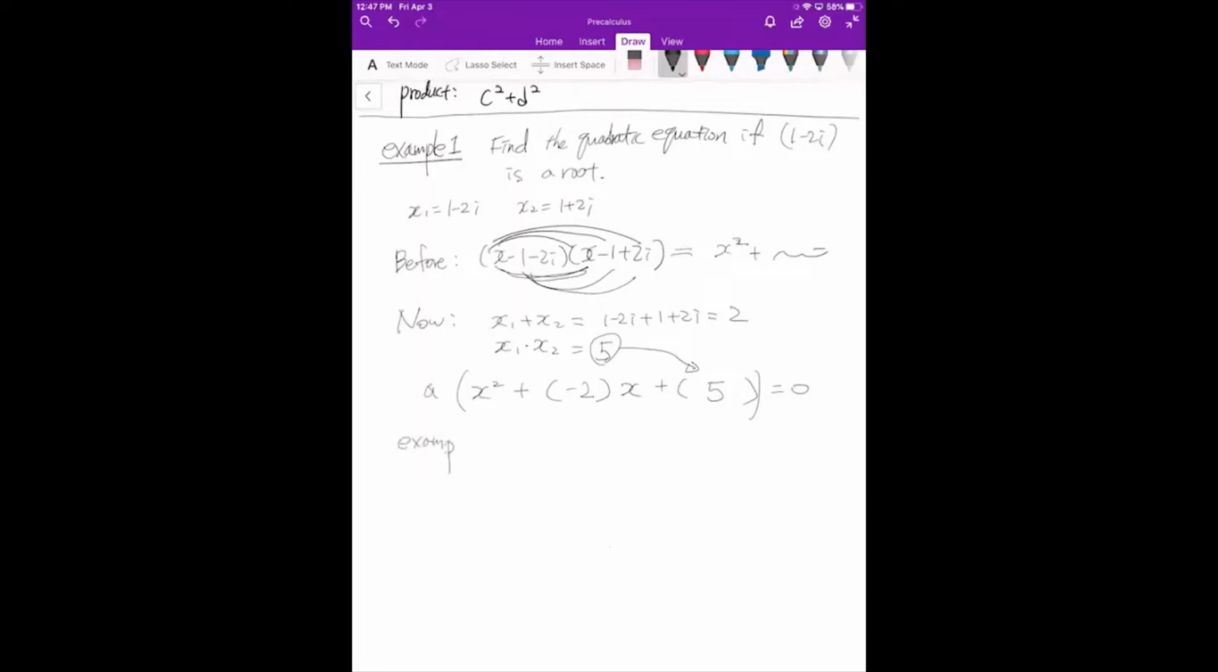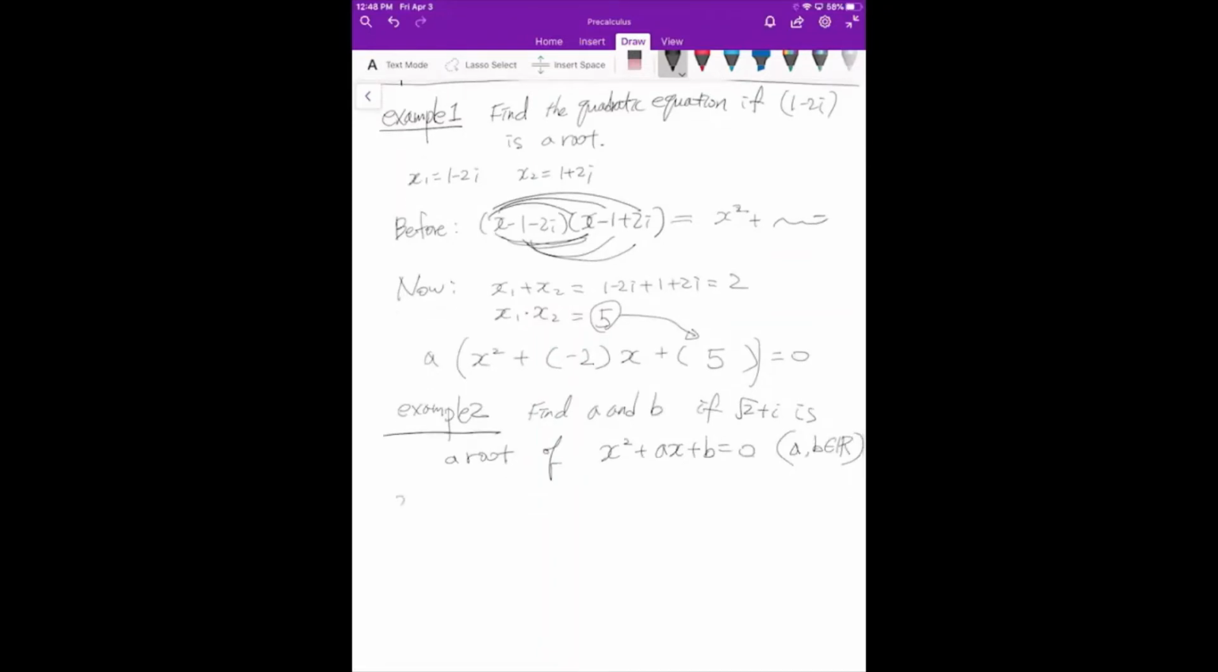Find the exact values of A and B if square root of 2i is a root. X squared plus ax plus b is 0. Okay, remember A and B are all real numbers, not complex numbers. So now let's talk about the sum. Vicky, what is x1 plus x2?